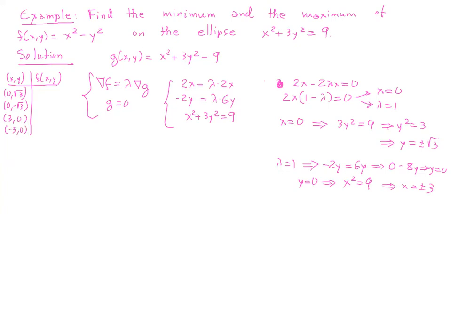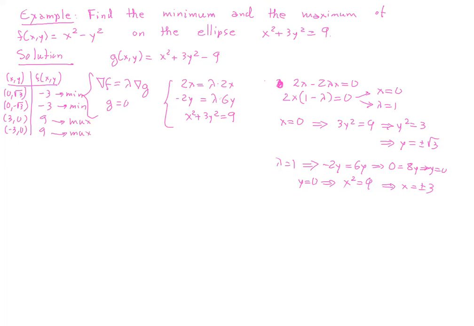So we plug them into our objective function, and what do we get? We get minus 3 here, and then 9 and 9. So this is the minimum, and the minimum is also here. This is the maximum, and this is the maximum.